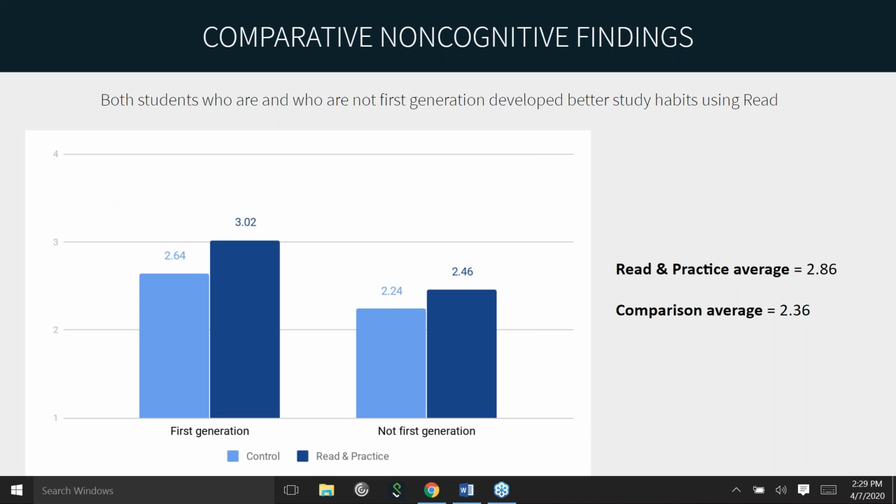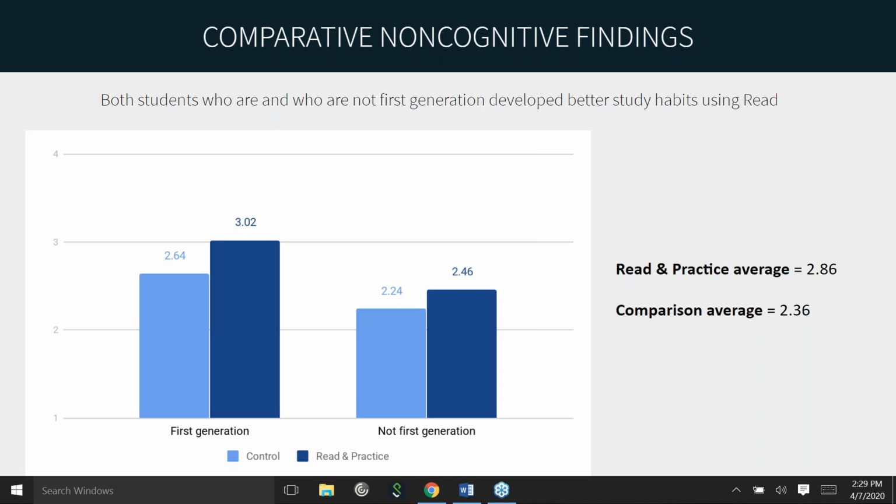We know, based on a whole host of research, that first generation students are significantly behind in some of the study skills that non-first generation students have when they enter college, because those students have been taught by family members who attended college various study skills to use once they attend higher education. So looking here at first generation students, we wanted to understand whether that subgroup perceived themselves to have developed better study skills using Read and Practice.